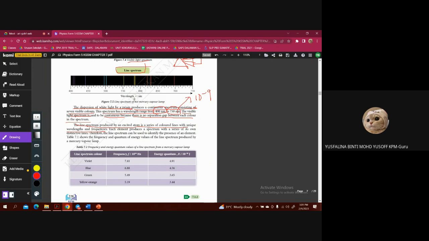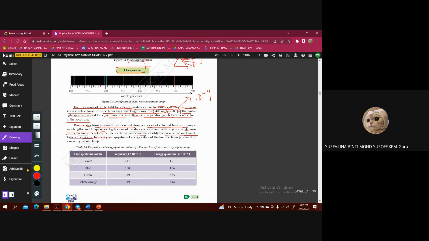Because we learned already, you give heat energy to the electron, then the electron will move faster, it will vibrate faster, then it will emit a certain radiation that can produce the color. So the line spectrum produced by an excited atom is a series of color lines with unique wavelength and frequency. Each element produces a spectrum with a series of its own distinctive lines. Therefore, the line spectrum can be used to identify the presence of an element.